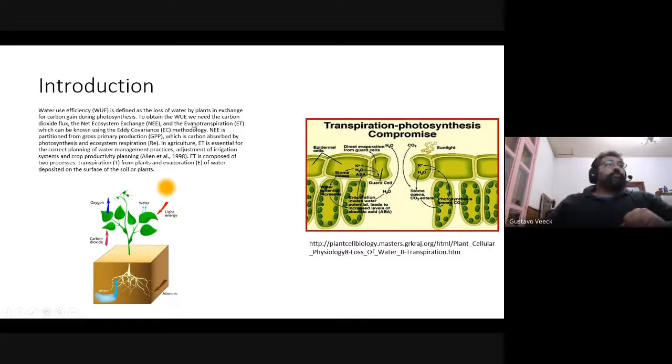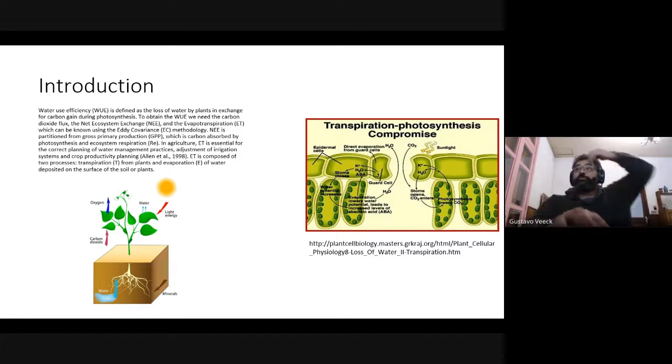Water use efficiency is defined as the loss of water by plants in exchange for carbon gain during photosynthesis. To obtain the water use efficiency, you need the carbon dioxide flux, the net ecosystem exchange, and the evapotranspiration, which can be obtained using the Eddy Covariance methodology. NEE is partitioned into gross primary production, which is the carbon absorbed by photosynthesis, and ecosystem respiration.